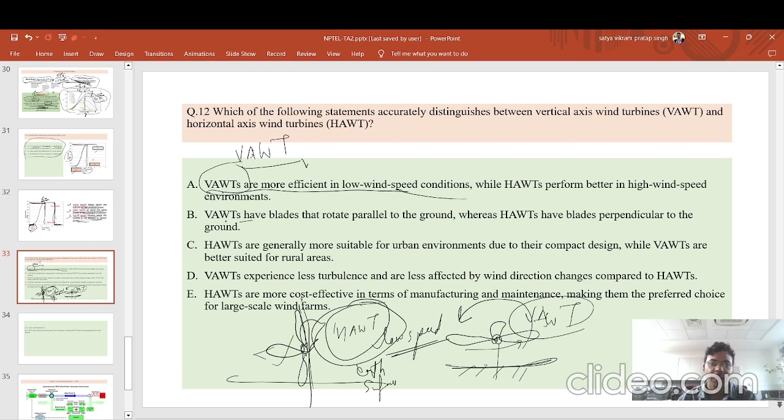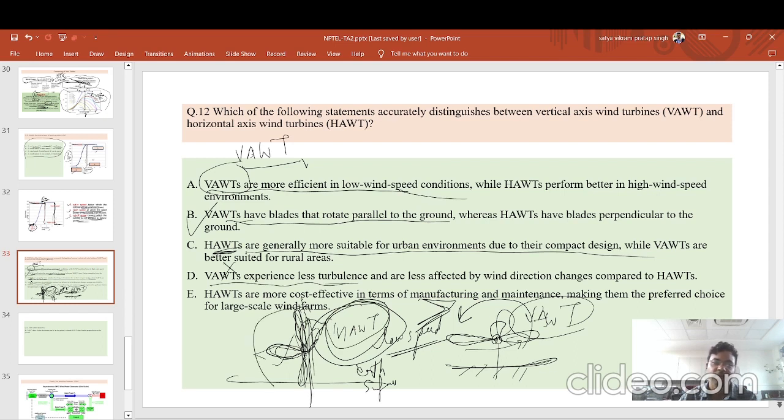and the vertical axis wind turbine has a blade that rotates parallel to the ground. That is actually vertical axis. This is horizontal axis. This is vertical axis. It is parallel to the ground. That is correct. And horizontal axis wind turbines are generally more suitable for urban environments due to their compact design, and this is false. The horizontal axis wind turbine takes a larger area compared to the vertical axis wind turbine. Okay, and the vertical axis wind turbine experiences less turbulence. That is false.